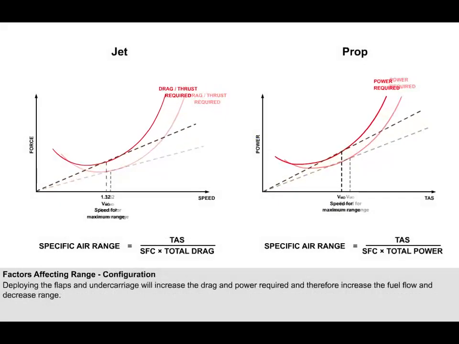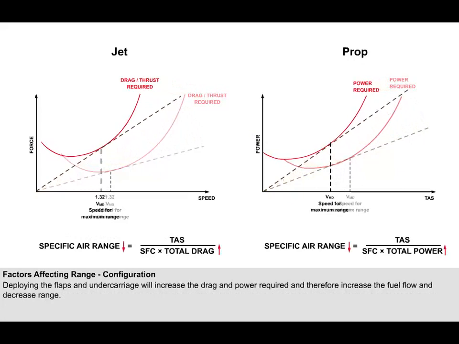Another factor affecting the range is the aeroplane's configuration. You will recall that deploying the flaps and undercarriage increases parasite drag and thus moves the total drag curve and power required curve up and left. Looking at the graph for the jet aeroplane and using the drag curve, you can see that with the gear and flaps deployed, the aeroplane has more drag and therefore needs more thrust, which, in turn, requires greater fuel flow. This will decrease the range.